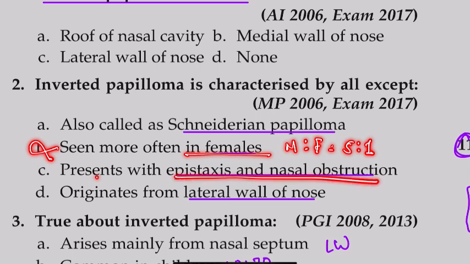Talking about the clinical features, the patient presents with unilateral progressive nasal obstruction, which we are sure is there, and epistaxis is rare. Usually it is not present, it is rarely present, but it can be seen also. It originates from the lateral wall of nose. So all things are right except seen more in female. So this is the answer.